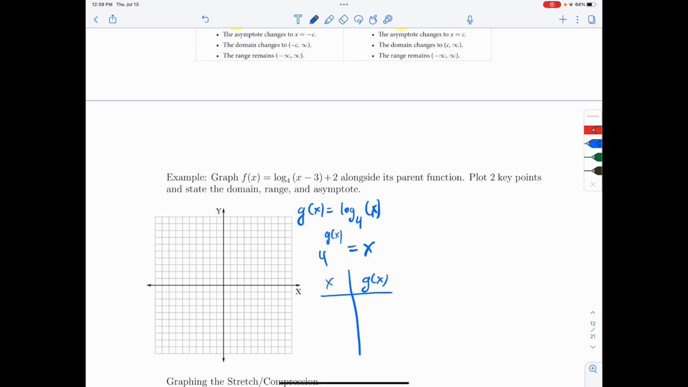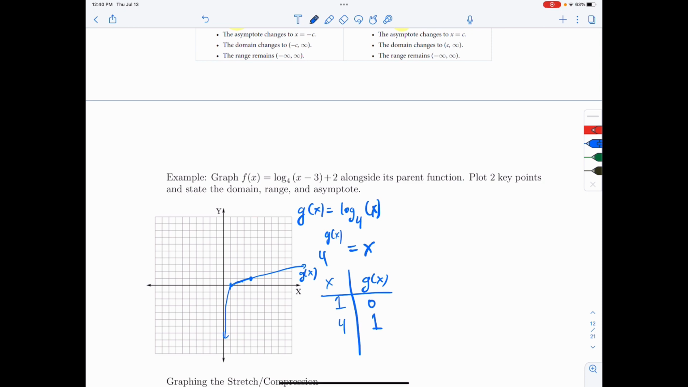So I'm going to input some values for g of x. And again, the easiest values are 0 and 1. When I say 4 to the 0 power, well, that's 1. 4 to the first power, that's 4. So I'm going to go ahead and graph this g of x function first. So 1, 0, and then 4, 1. I have a vertical asymptote of 0. Not a very smooth curve, but you get the idea. So that's g of x.